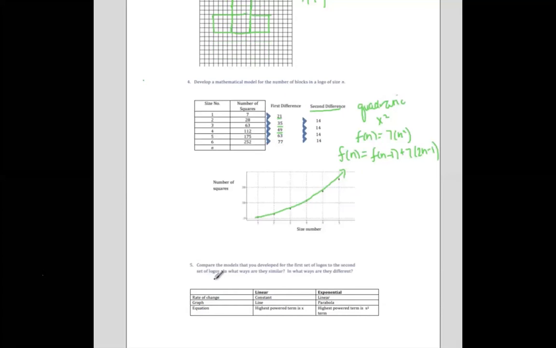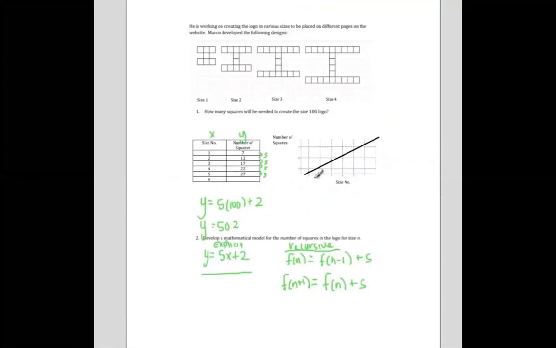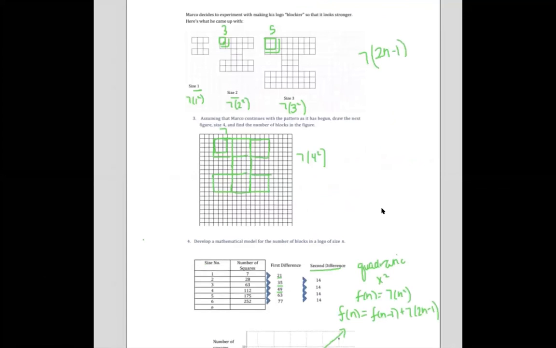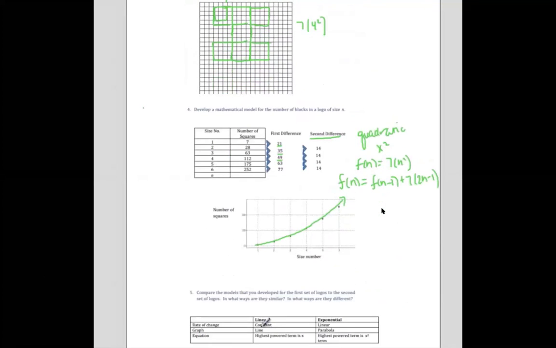Now, finally, to compare the models that we developed. The first model we had was linear. We can look back at that. It was linear, it was straight. The first difference was the same. It was 5 each time. Okay? So the rate of change is constant. It changed the same amount each time. The graph was a line. For a linear equation, the highest power term is x, or just x to the first power. It's linear. Now, exponential, I'm going to actually put quadratic here.